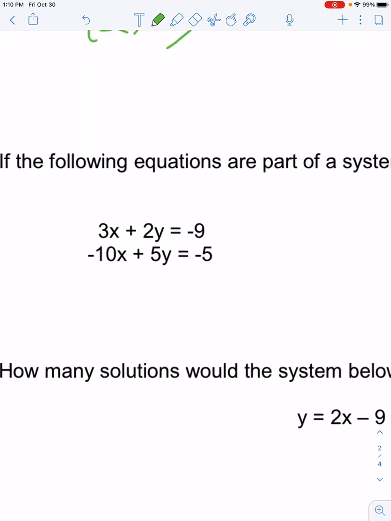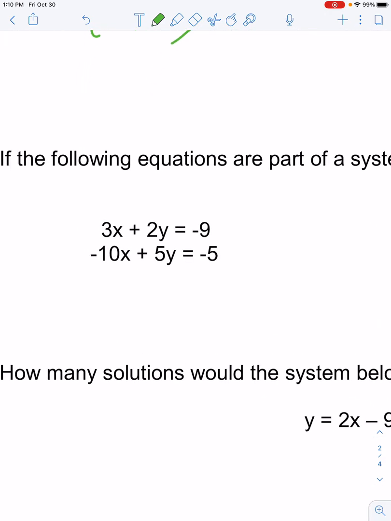So they ask us to use elimination, which is great because they're already in standard form, but I don't have the same coefficient with opposite signs. My x's at least have opposite signs, so maybe I'll just focus on trying to get those to be the same. Well, their least common multiple is going to be 30. So I'm going to multiply the top by 10, bottom by 3.